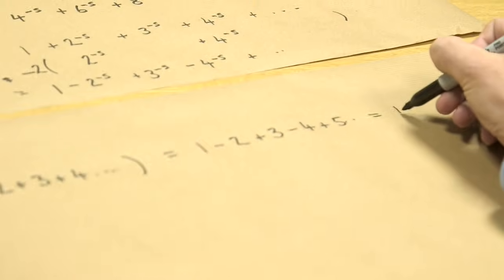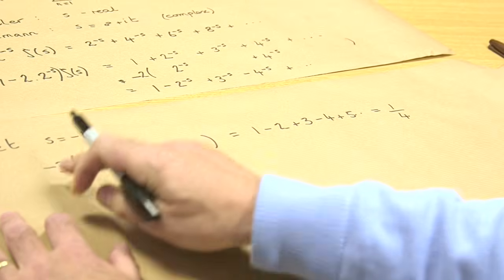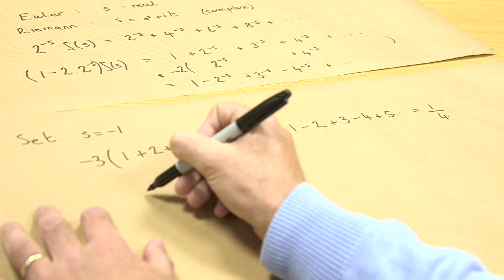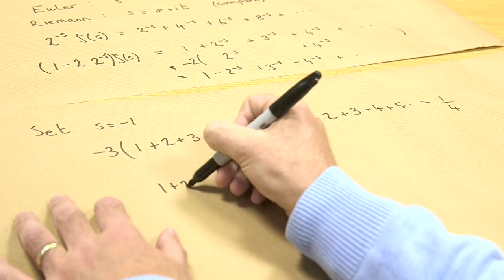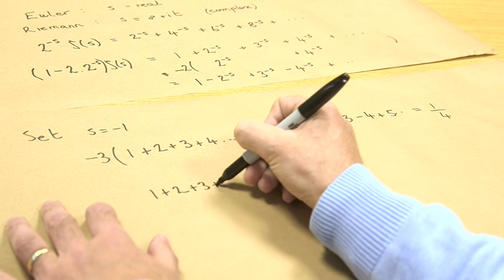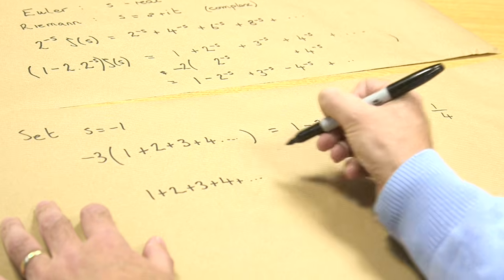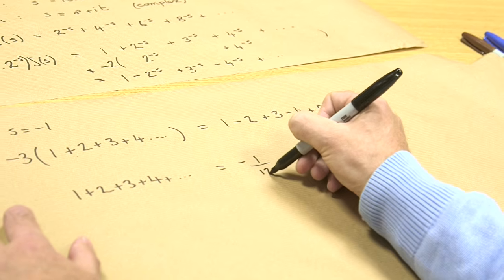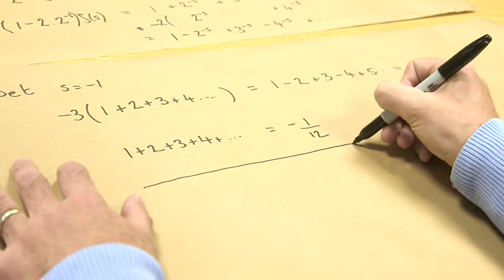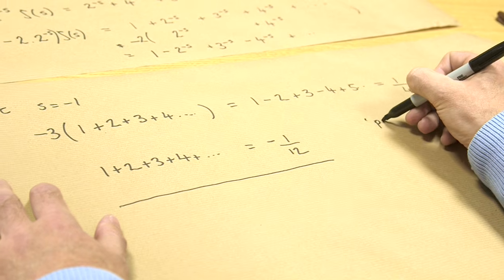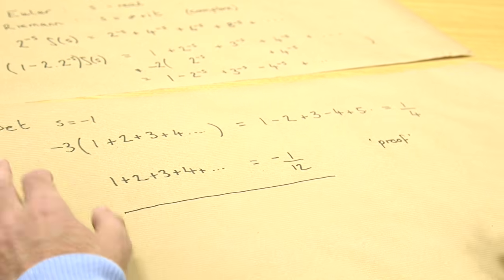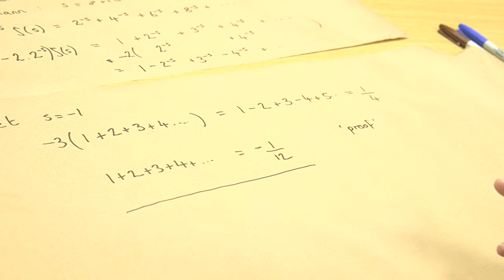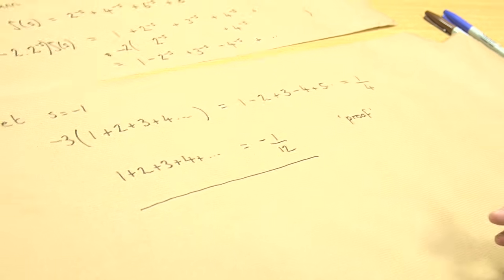And I divide out by the 3, minus 3, and I get that 1 plus 2 plus 3 plus 4 plus and so on is actually equal to minus a 12th. And that is the Euler proof, in quotation marks, that the sum of the integers is minus a 12th. And so it sounds crazy, right? It does a bit. It sounds crazy.